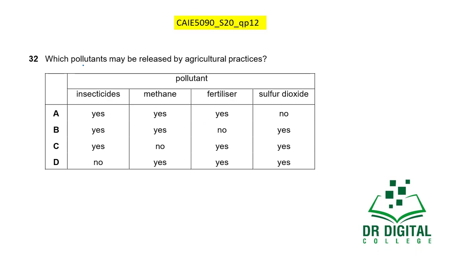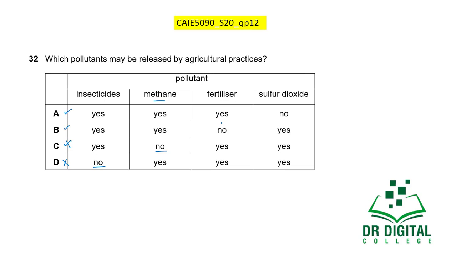In this question, which pollutants may be released by the agricultural wastes? Insecticides, yes, we are spraying insecticides, so they can be released. So option D is wrong because they are saying no pesticides. Methane, yes, methane can be released because when the dead organic matter, the leaves, the cow dungs, are decomposed, they are releasing methane. So A and B can be correct. C will be wrong because it's saying no methane is there. Fertilizers, yes, fertilizers are used.